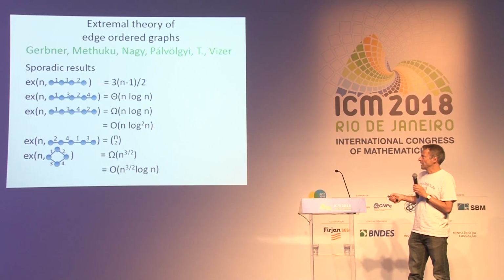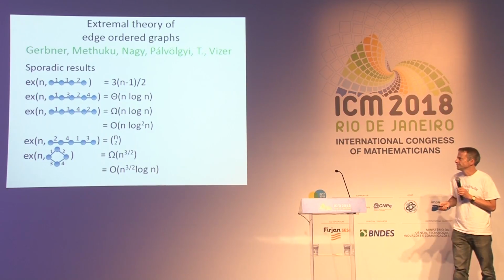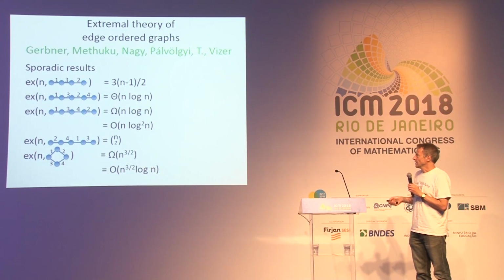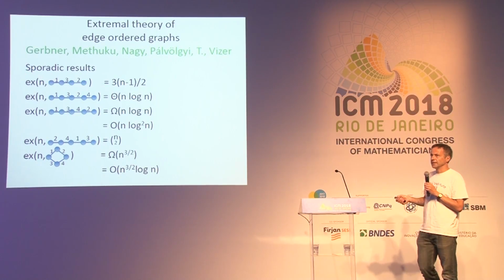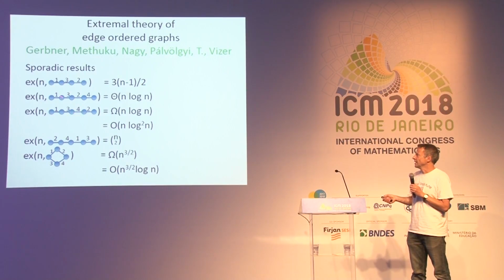Again, so this is a path of length 4 with 1, 3, 2 being the ordering of the edges. And so it's linear. With the other, there are just two possible orderings here. The other ordering, it's also linear.